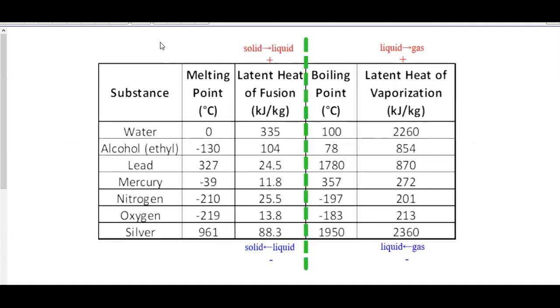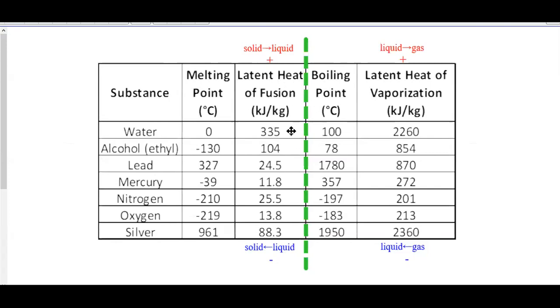So what I'd like you to do, if you printed this off, great. If not, then not a big deal. But I usually recommend that you make some edits to this chart just to keep it straight for yourself. When you are melting a substance, you're going from solid to liquid. That's when you want to use your latent heat of fusion.